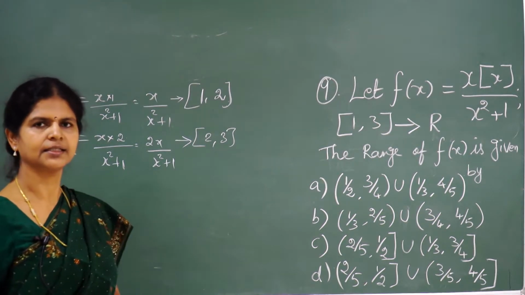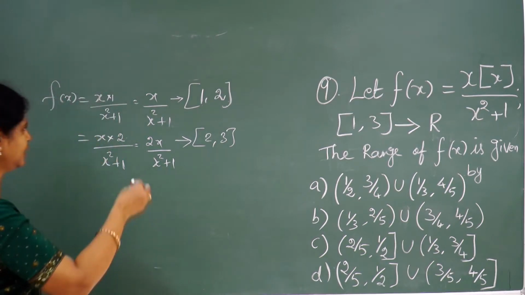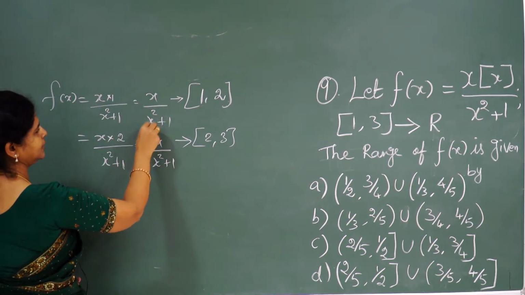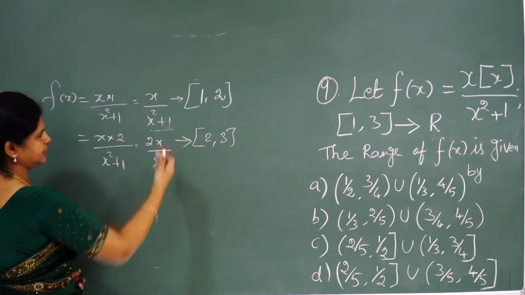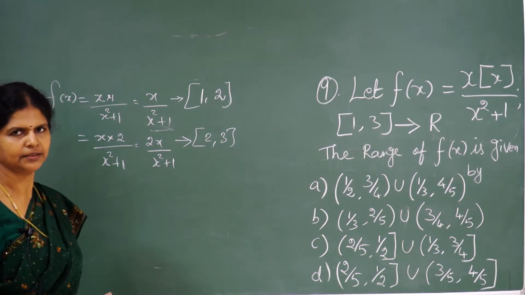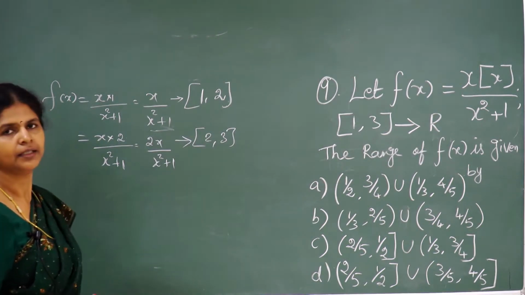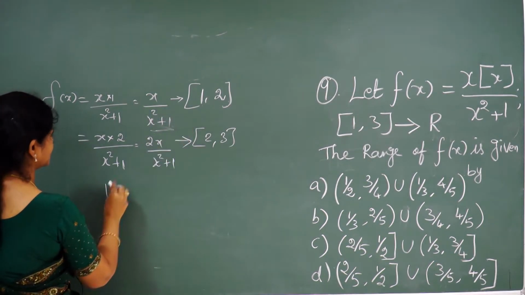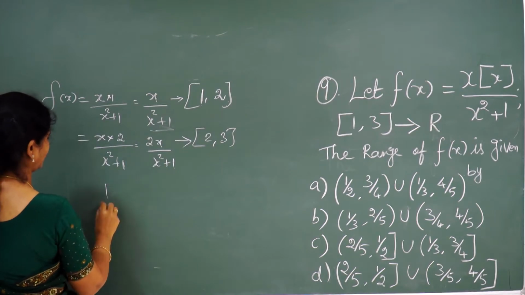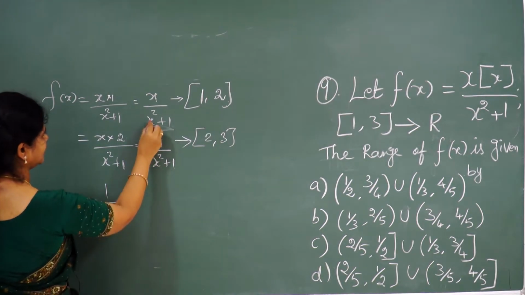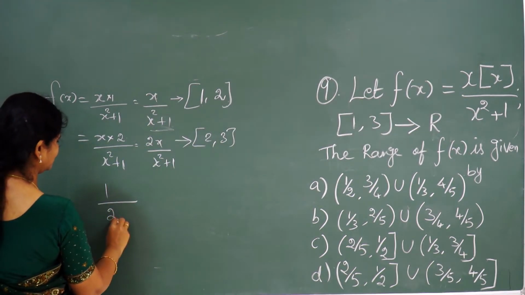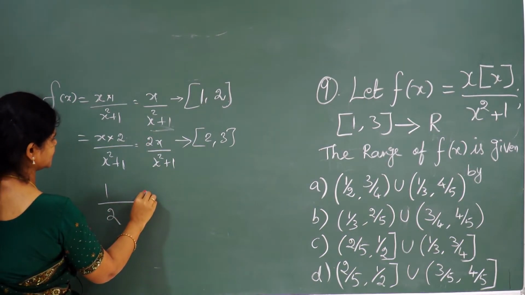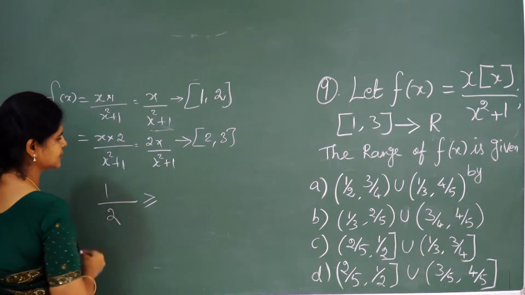Here the function is a decreasing function, since the numerator value is less than the denominator value. So the range of the function can be obtained by directly substituting the x values. Here, substitute 1 in this case, you get 1 divided by 1 plus 1, that is 2. It's a decreasing function, so you have to write the inequality in this portion.